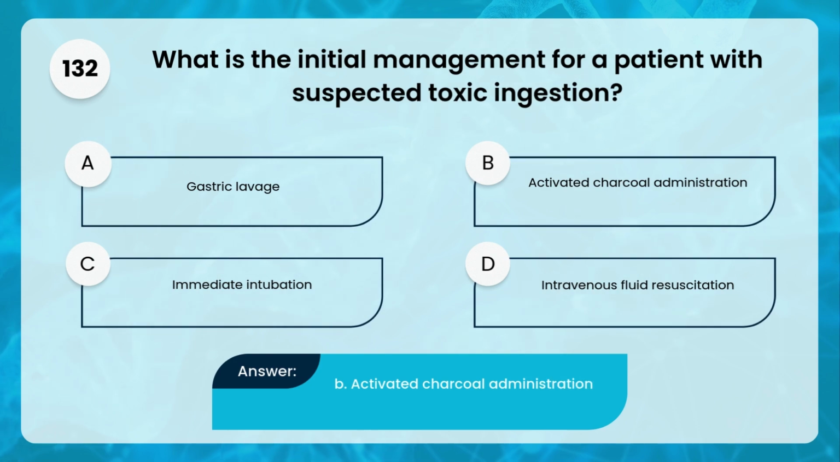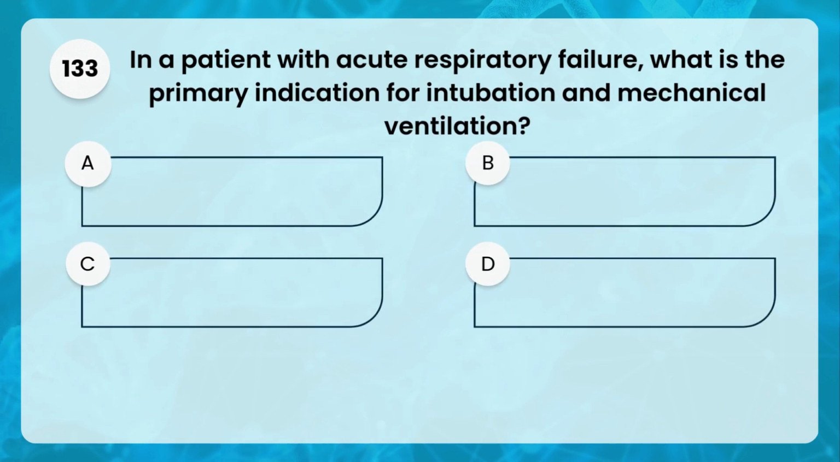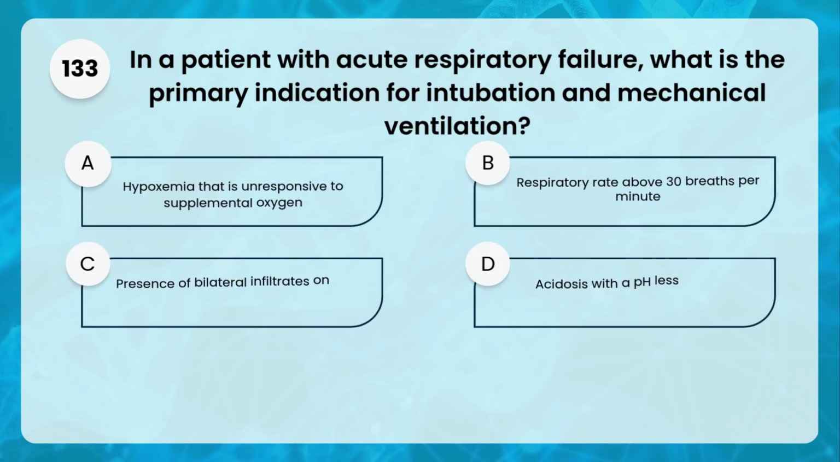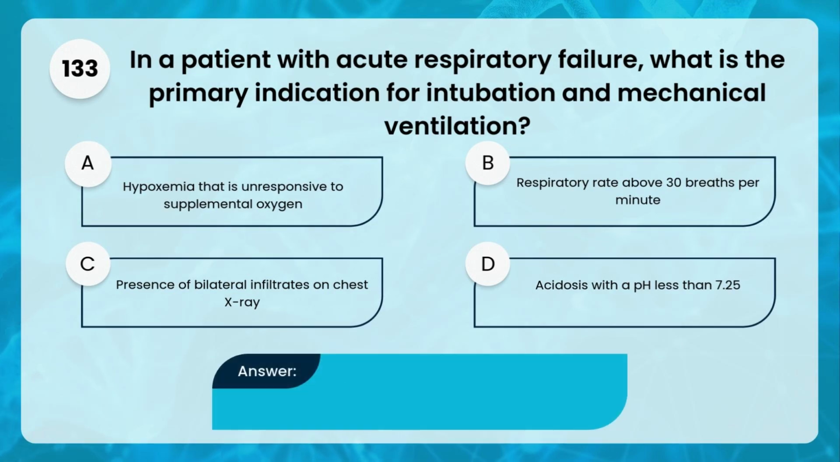Activated charcoal administration. 133. In a patient with acute respiratory failure, what is the primary indication for intubation and mechanical ventilation? A. Hypoxemia that is unresponsive to supplemental oxygen. B. Respiratory rate above 30 breaths per minute. C. Presence of bilateral infiltrates on chest X-ray. Or D. Acidosis with a pH less than 7.25. The answer is A. Hypoxemia that is unresponsive to supplemental oxygen.